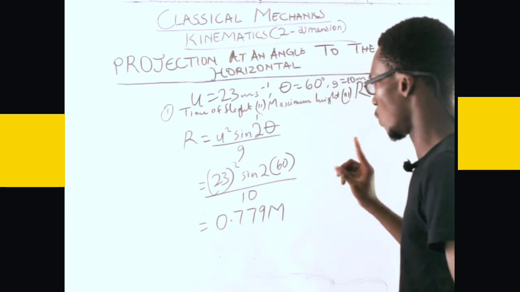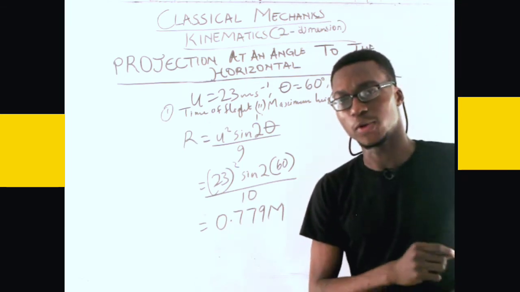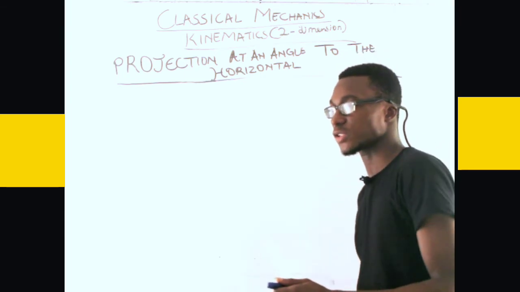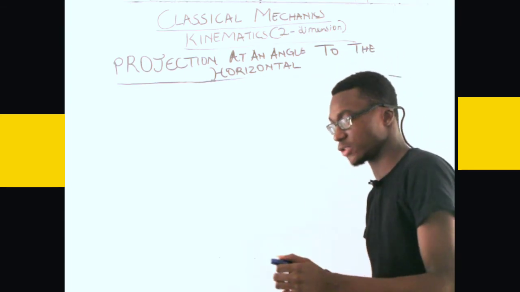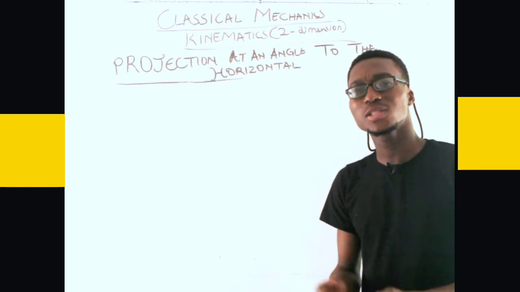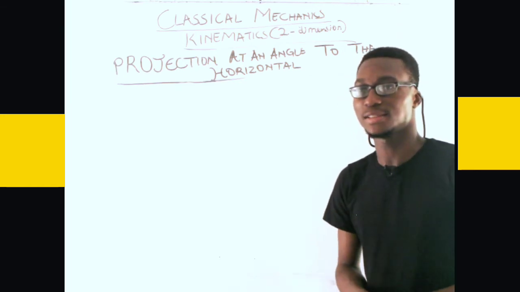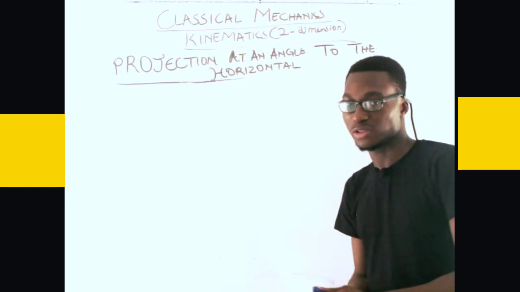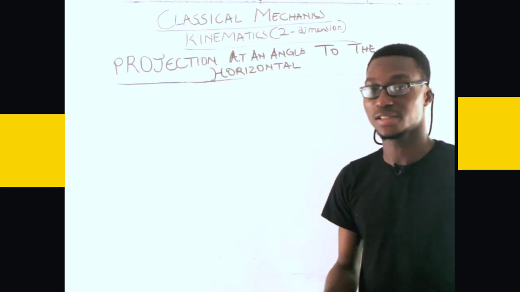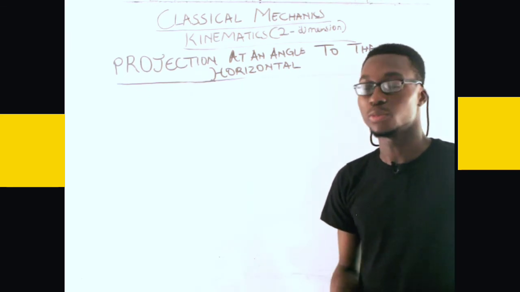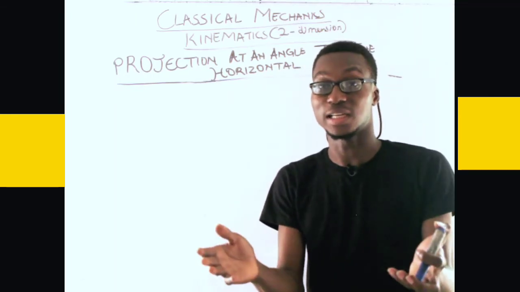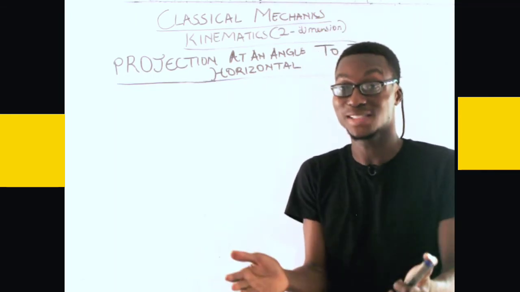Now take for example, if a machine gun is to be shot into the air, and the question says, at what angle should the machine gun be placed so that we can have a maximum displacement of the bullet when shot? The question is just asking you to calculate the angle at which you have the maximum range.